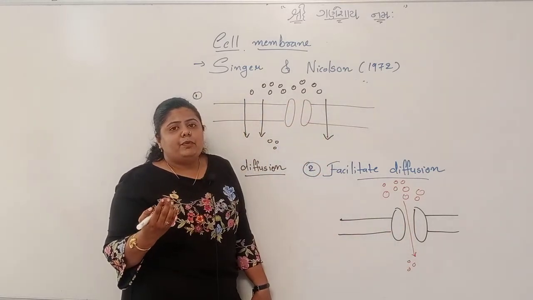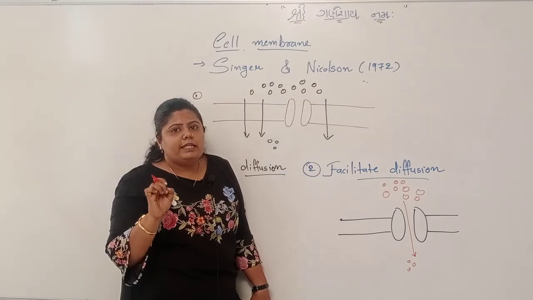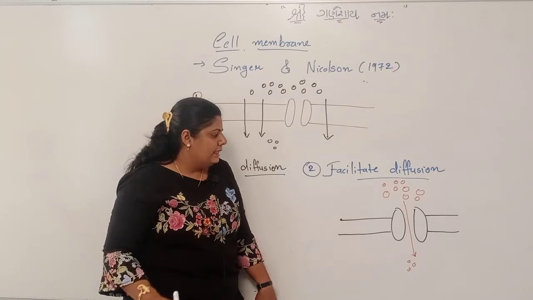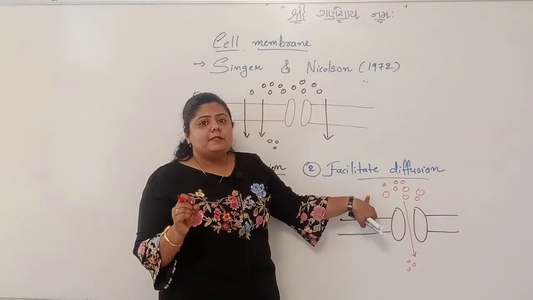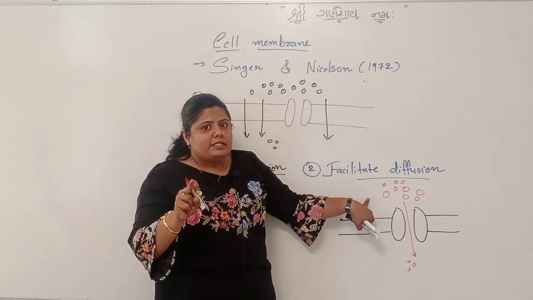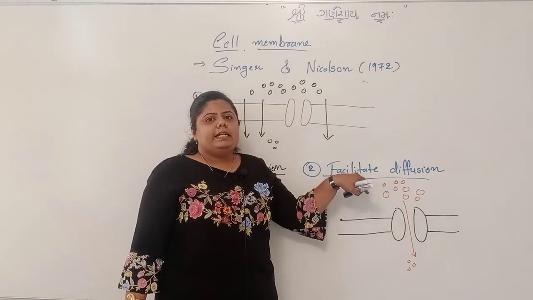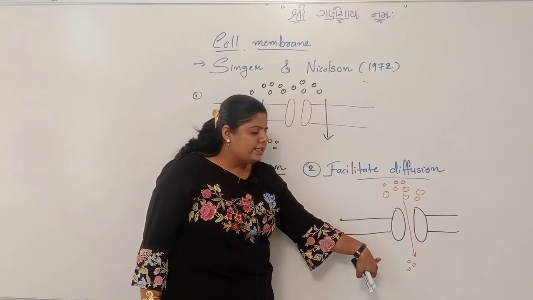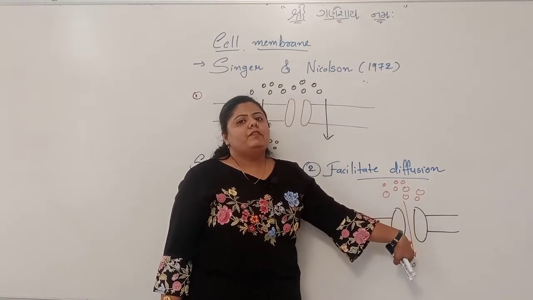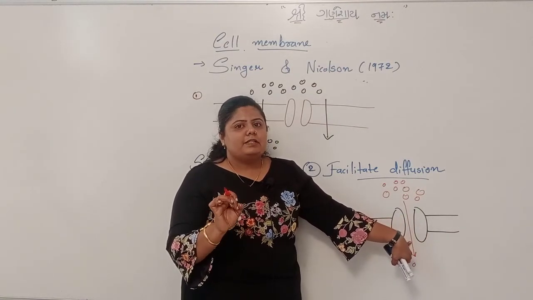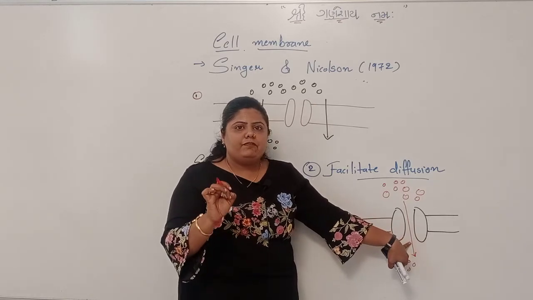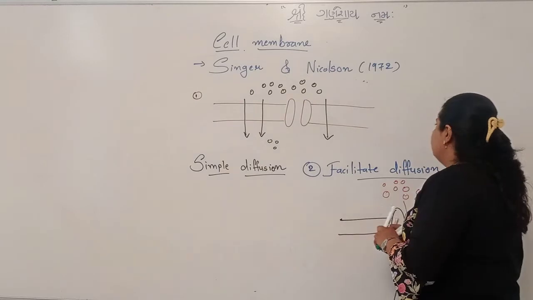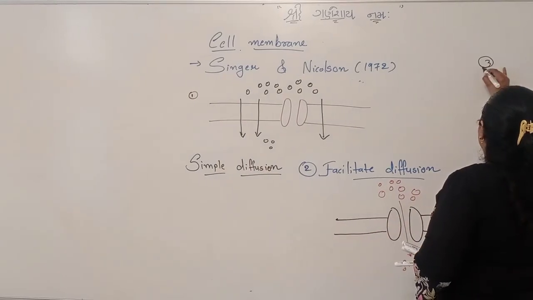Why with the help of proteins? Because protein creates a channel, so molecules can easily pass. Then proteins provide facilities. That's why it's called facilitated diffusion: from higher concentration to lower concentration with the help of protein. Now, third and last type, active transport.